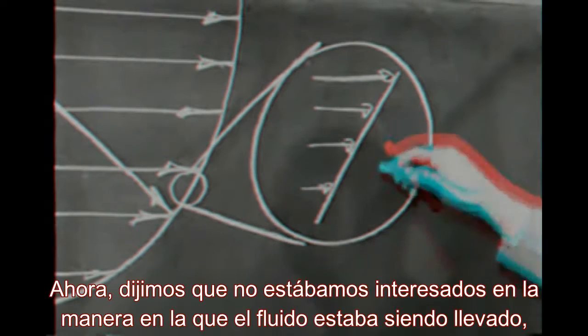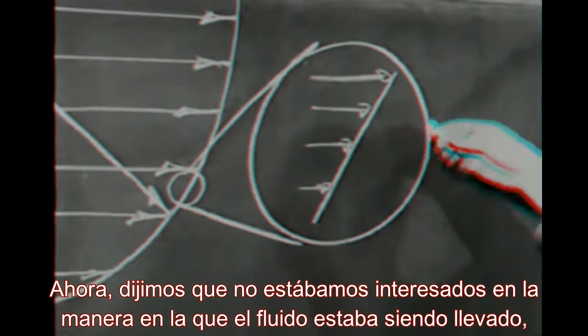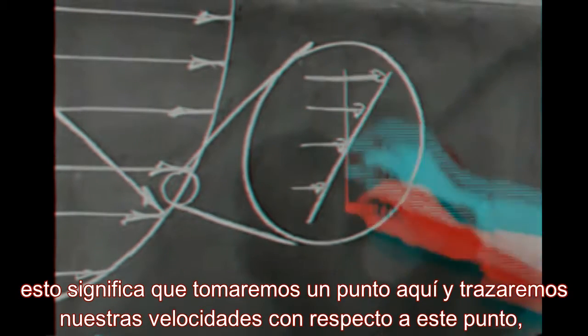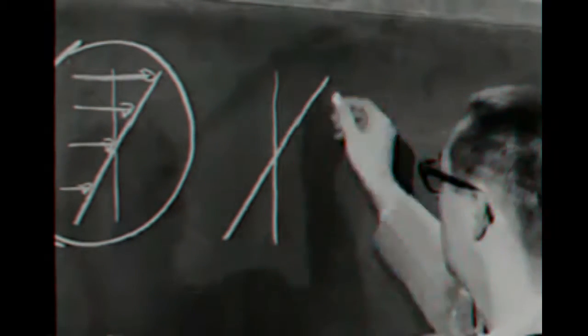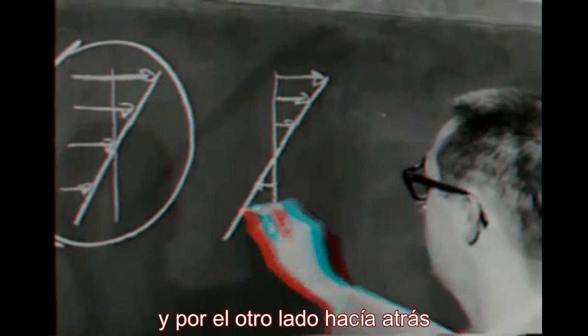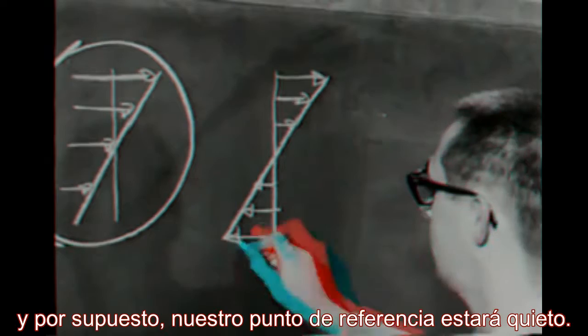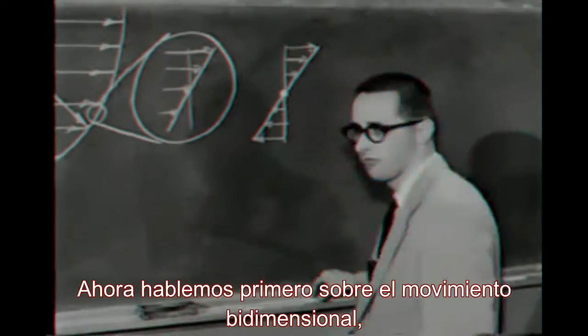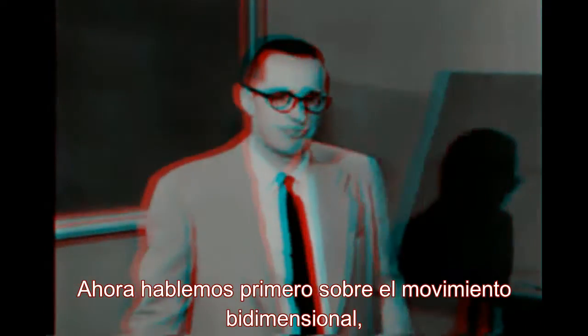Now, we said that we weren't interested in how the fluid was carried about. That means that we ought to pick a point in here and draw our velocities relative to that point. If we do that, the fluid on one side will seem to be moving ahead, while the fluid on the other side will seem to be moving back, and of course the reference point will seem to be standing still. Now, let's talk first about two-dimensional motion.